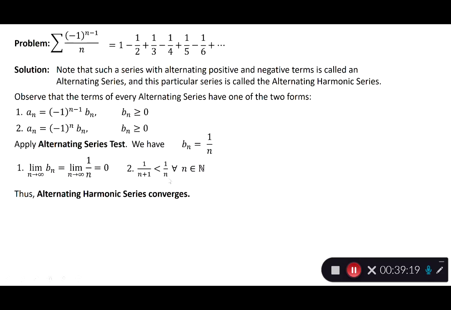Oh, by the way, that alternating harmonic series converges. Keep this in mind. The harmonic series itself diverges, but the alternating harmonic series actually converges. Now, that takes us to a few definitions. Sigma a sub n is absolutely convergent if sigma absolute value of a sub n is convergent.